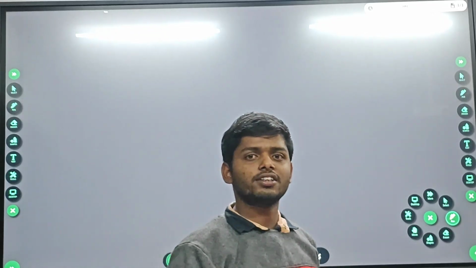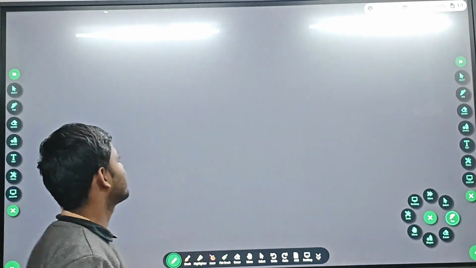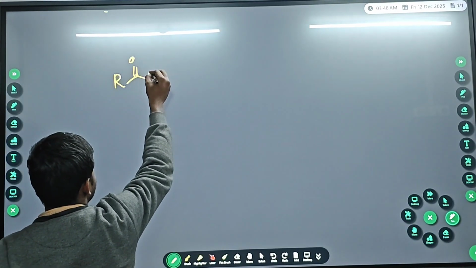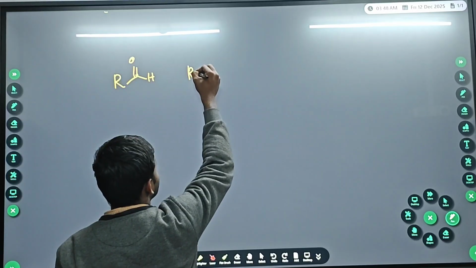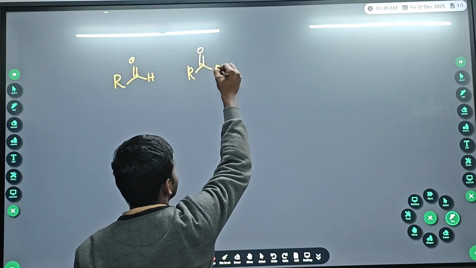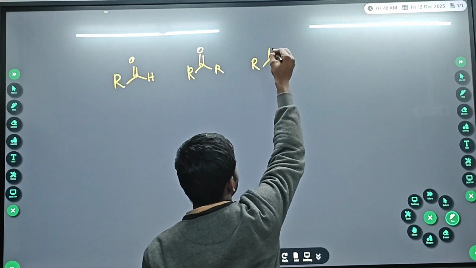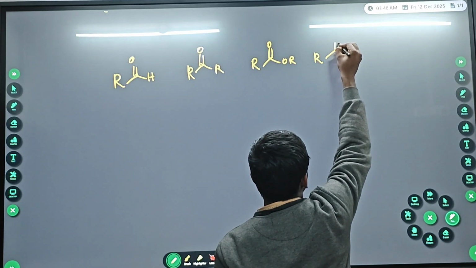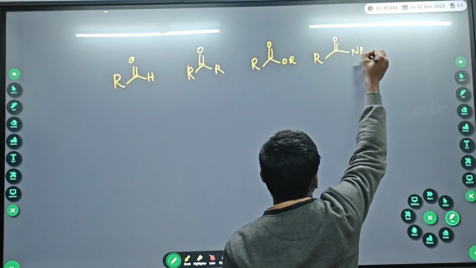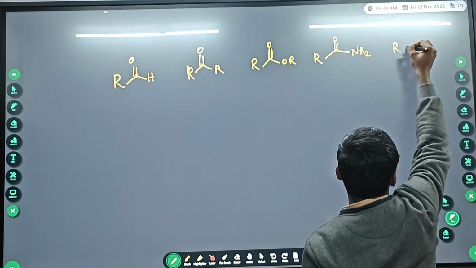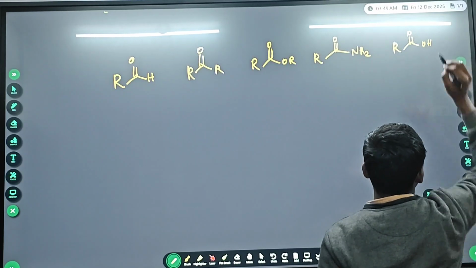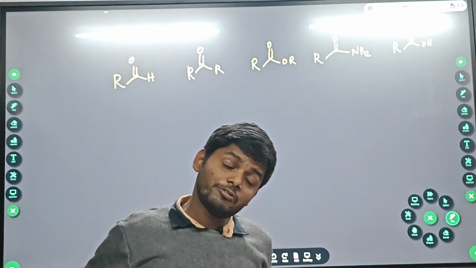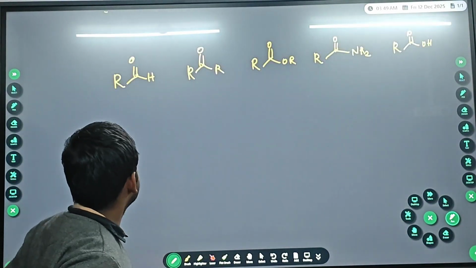We will talk about the carbonyl compounds. So what carbonyl compounds are there? There are aldehyde, ketone, ester, amide, and this is the acid. So you just remember this order. This order will help you in a very good way in the long term. How? We will tell afterwards.